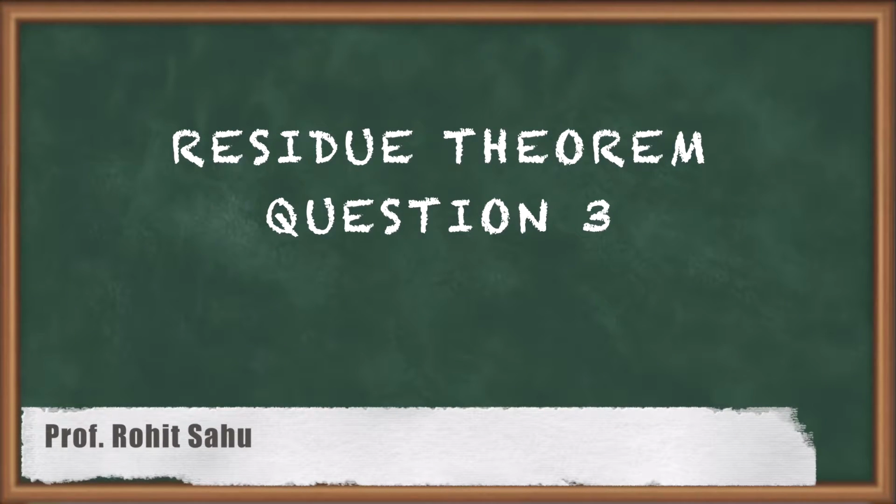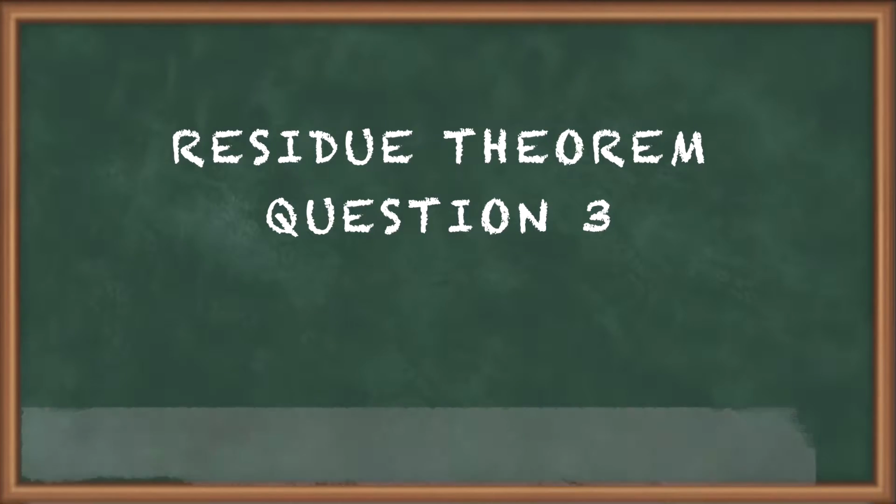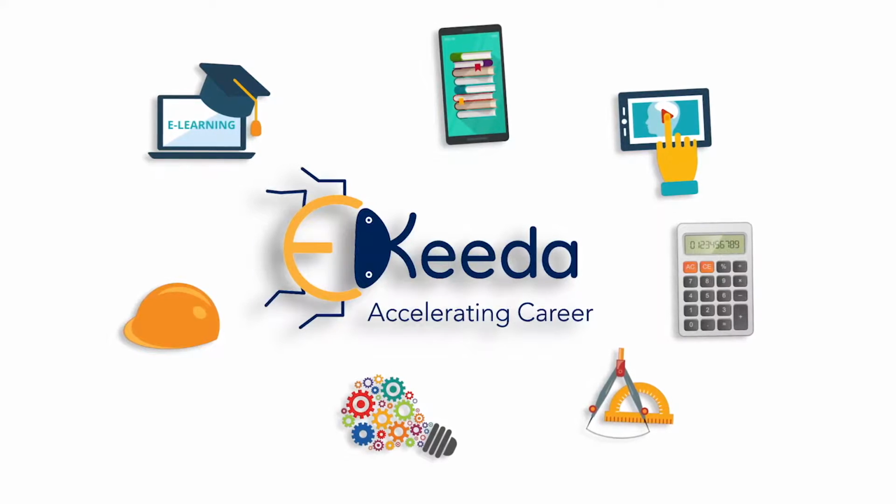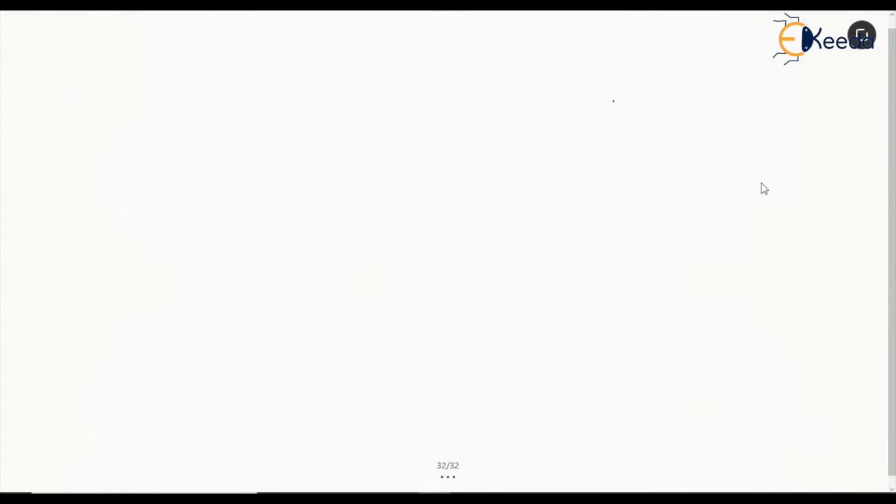Hello everyone. In this session, we'll see another question on residues theorem. It says evaluate the integral of dz by z to the power of n plus 1, where n is a non-negative integer. The possibilities are 1, 2, 3 and so on.